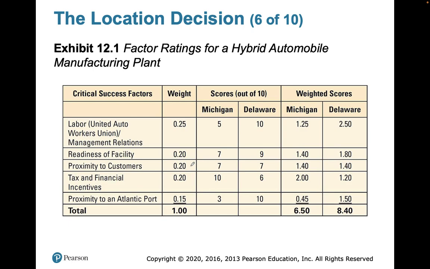This is an example from the USA, between two states, Michigan and Delaware. You score them and you get the total. This is the weight, and these are the weighted scores. With this, you'll be able to make your decision. It's called the factor rating. This example is factor rating for a hybrid automobile manufacturing plant, deliberating on whether the plant should be in Michigan or in Delaware.